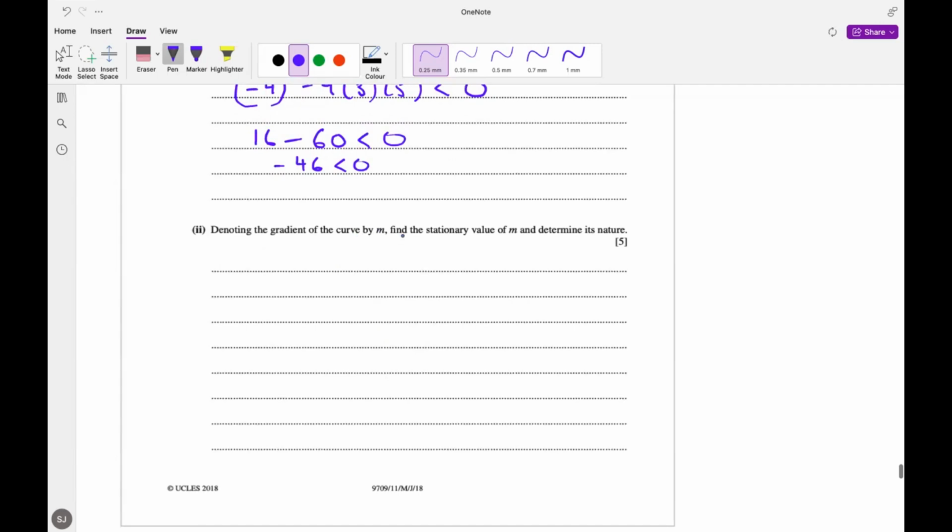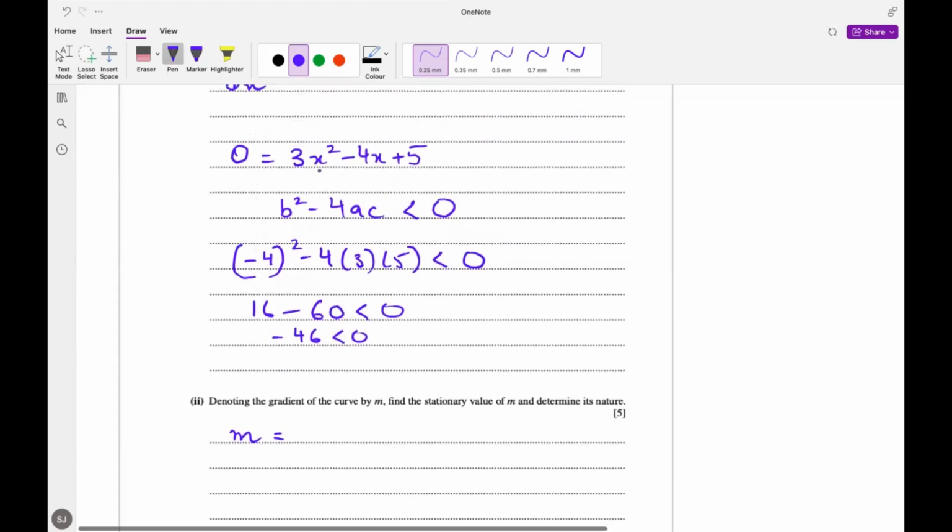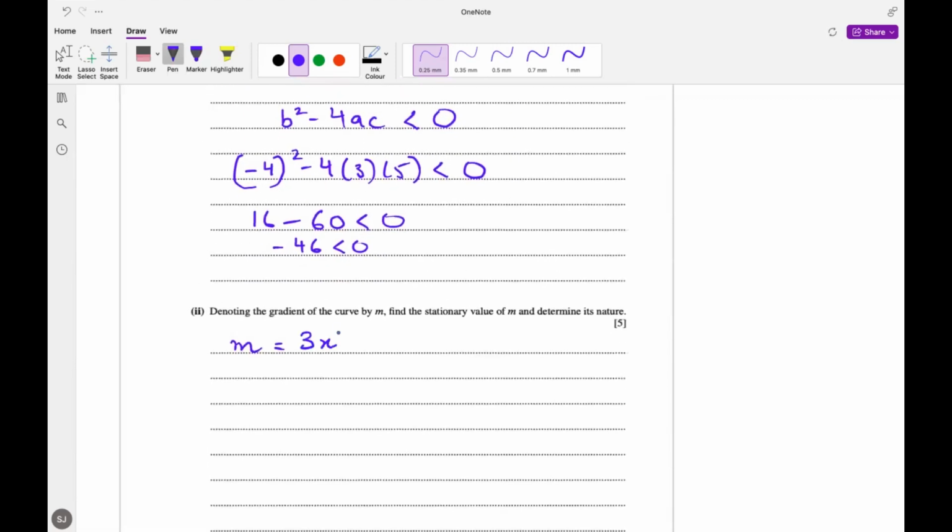Now, in part 2, we have to denote the gradient of the curve by m. So in place of dy/dx, we'll write m is equal to the expression for dy/dx, which was 3x squared minus 4x plus 5. We have to find the stationary value of m. So to find the stationary value, we'll differentiate the function m is equal to 3x squared minus 4x plus 5, and then for the stationary value, we'll put it equal to 0. So dm/dx is equal to 6x minus 4. For the stationary value, we'll put this equal to 0, 0 is equal to 6x minus 4, and x will be equal to 2 upon 3.